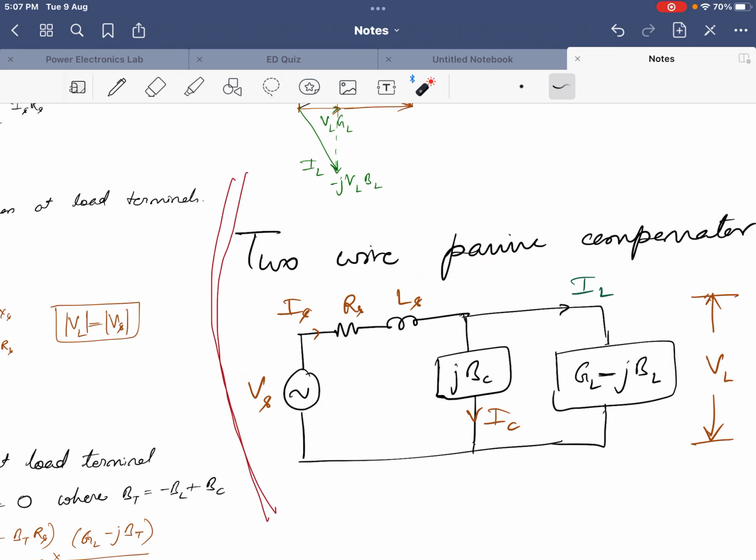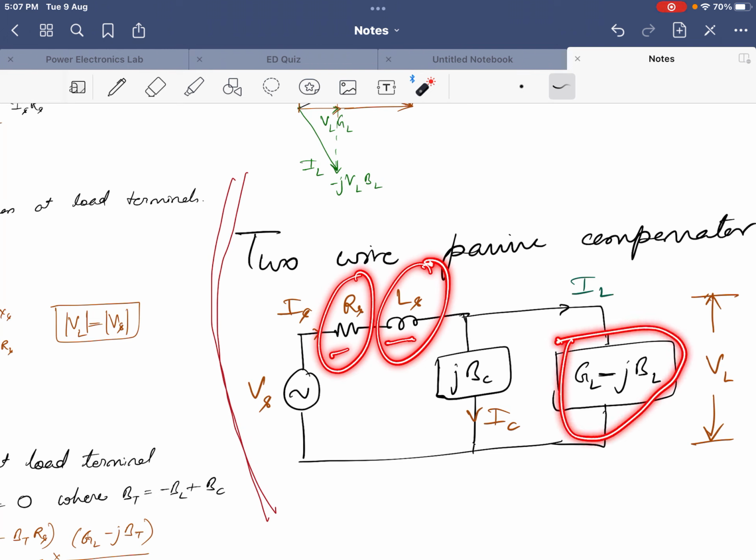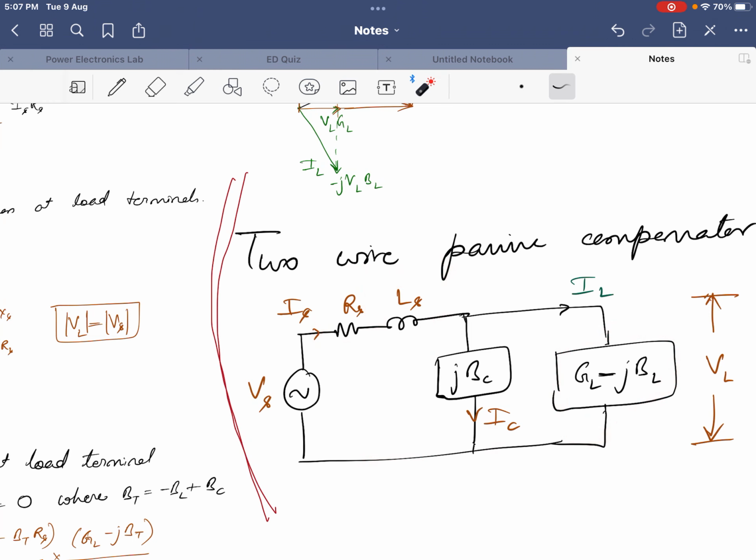Just to recap, the current IS is flowing through RS and LS, which are the transmission line resistance and inductance, and here the load is represented by admittance instead of impedance. Impedance is usually Z. When we write admittance, Y is equal to 1 by Z, and we can rewrite this in terms of G minus jB_L.